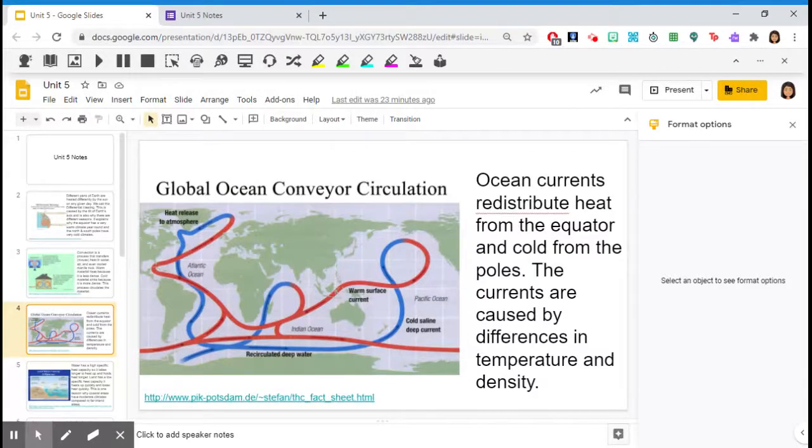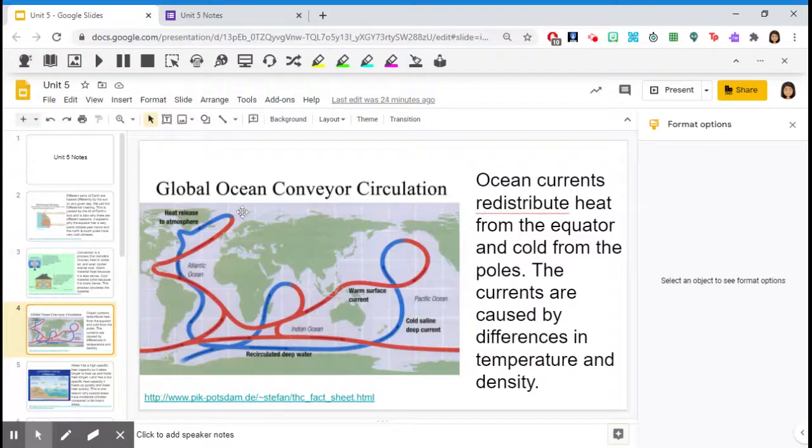Ocean currents play a very important role. They redistribute heat from the equator and cold from the poles, from the North and the South Pole. These currents are caused by differences in temperature and density. So at the equator, the water is warmed up. As it's warmed up, it rises. And then because of different wind patterns, it blows across the surface of the earth and carries that warm water, which then warms the air above it and affects local regional climates.